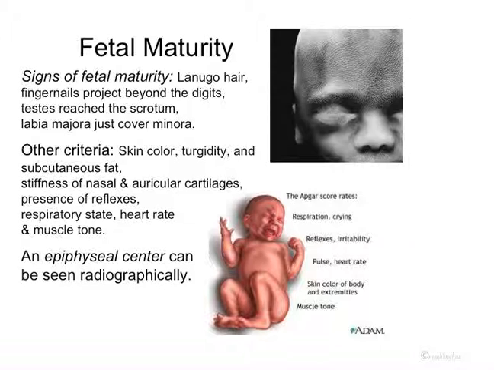Other criteria are skin color, turgidity, that's the hydration, as well as the subcutaneous fat. We want to see stiffness of the nasal and auricular cartilages, by the nose and the ears, the presence of some reflexes, the respiratory state, heart rate, as well as muscle tone. The epiphyseal centers, where the bones grow, can be seen radiographically if wanted. That's also a sign of fetal maturity.